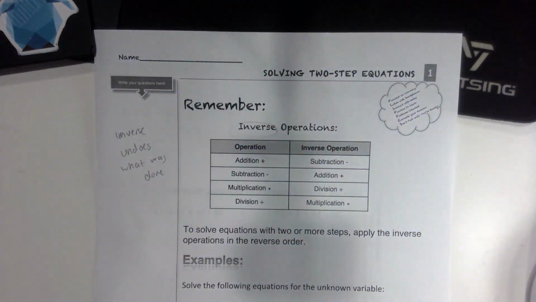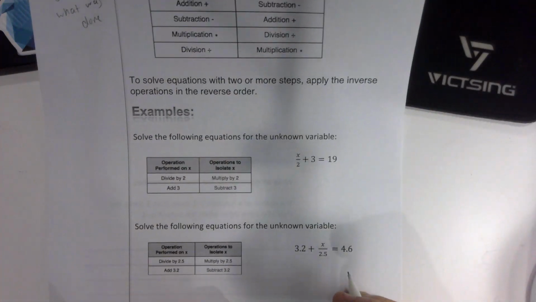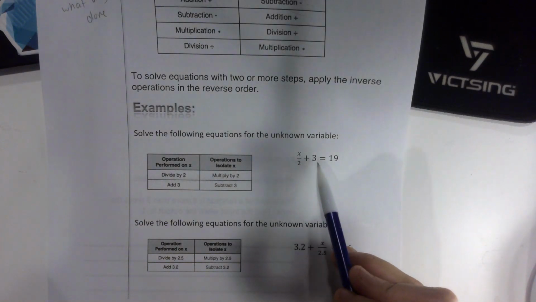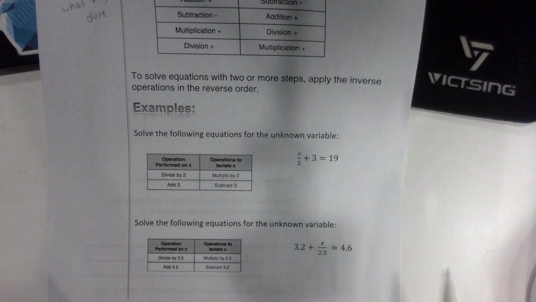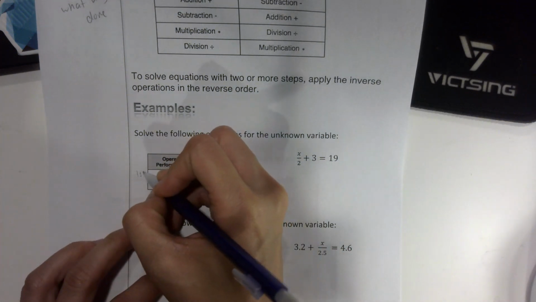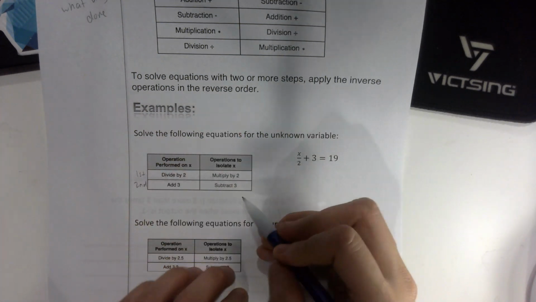Okay, so here's some examples. Solve the following equations for the unknown variable. We have to think about what was done. First, they divided by 2, and then they added 3. Whenever we're trying to undo it, we want to do the opposite first, right?